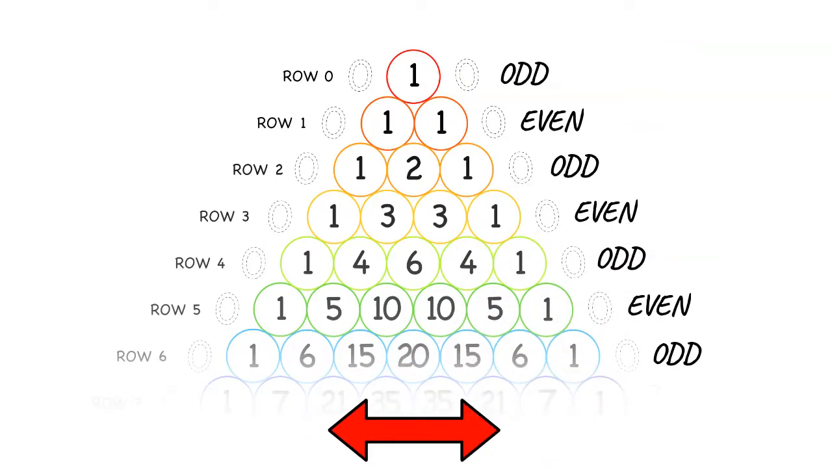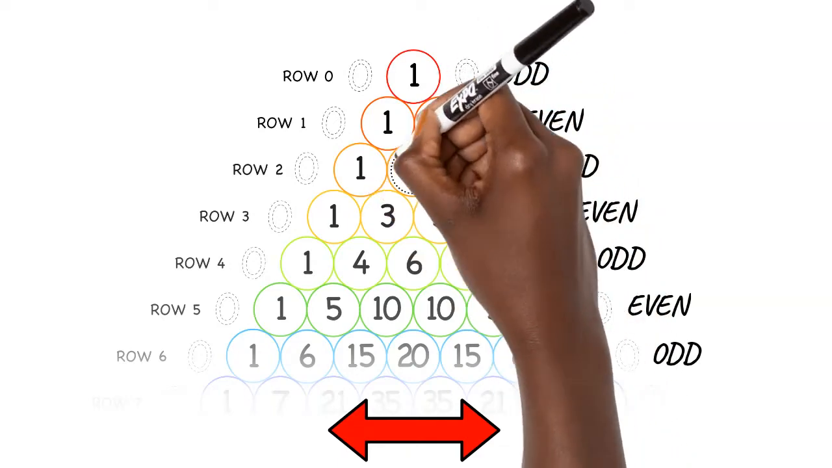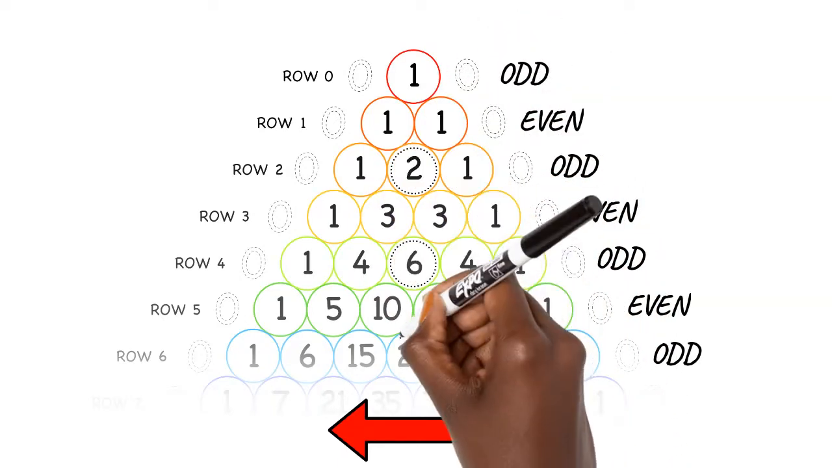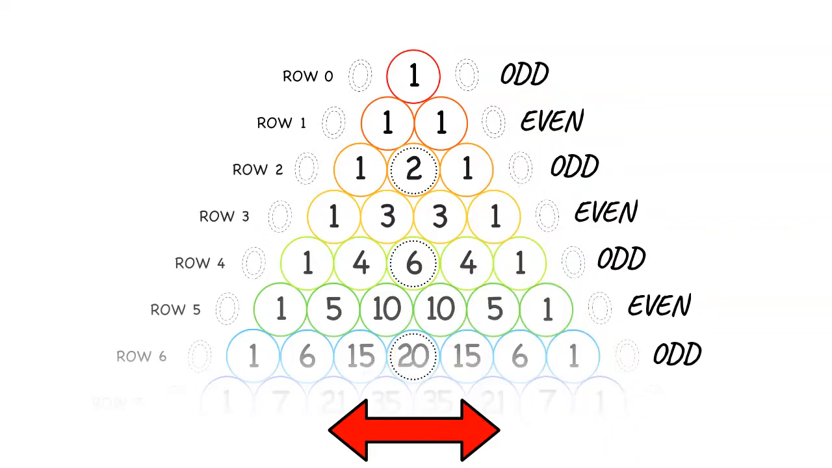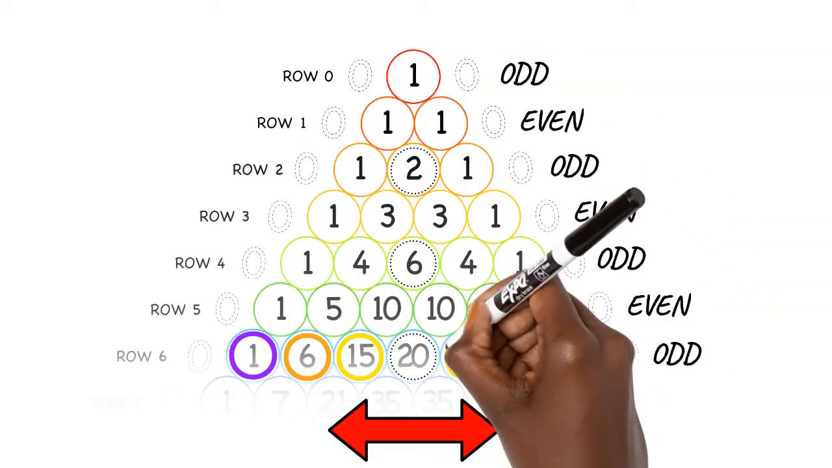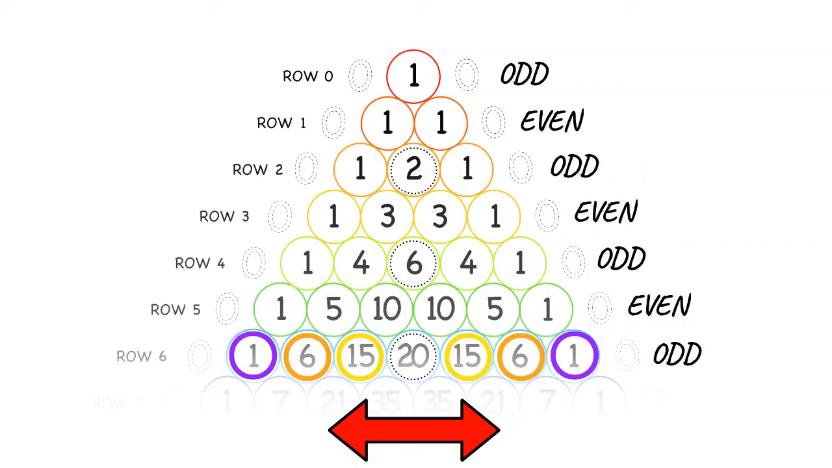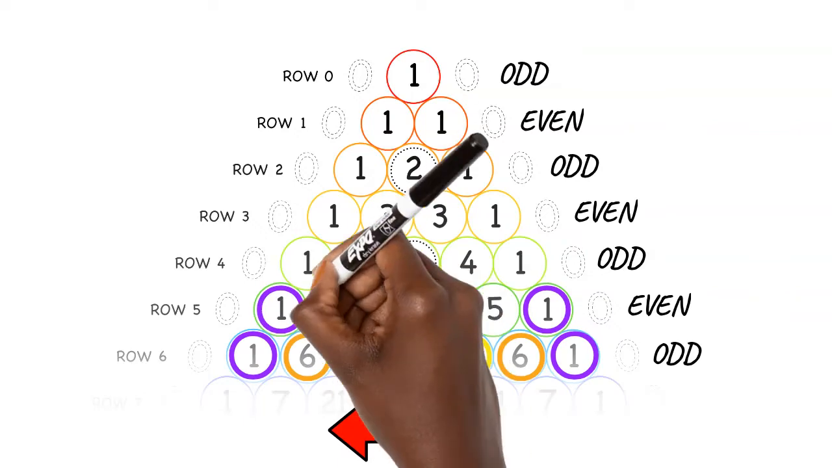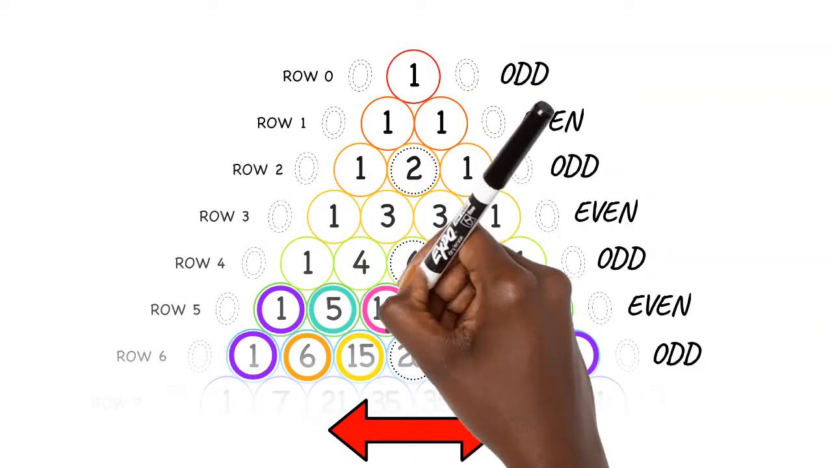Oh, and look! On rows with an odd number of entries, the number in the middle is always even. Like here, 2, 6, and 20. Plus, all the other numbers show up in pairs, like in row 6. There are 2 1s, 2 6s, and 2 15s. And for rows with an even number of entries, every number shows up twice. Like here, on row 5, we have 2 1s, 2 5s, and 2 10s.